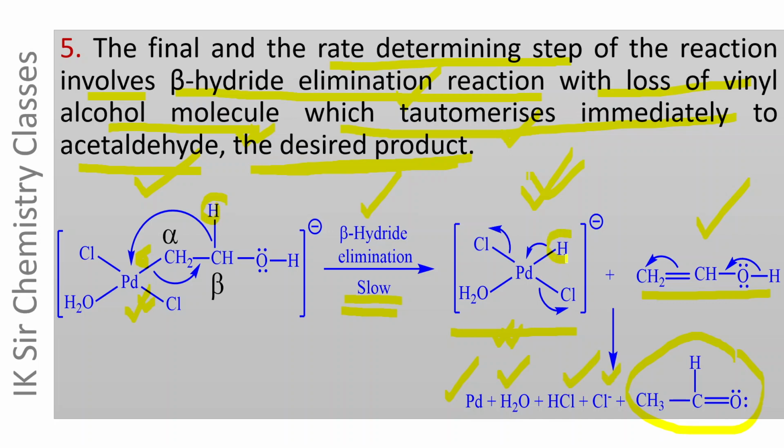It comes out as H plus ion and it comes out as Cl minus ion, both combined together forming HCl. This comes out as Cl minus ion, and palladium atom becomes free because the H2O molecule also comes out from the coordination sphere. This is the final slow and rate determining step which involves beta hydride elimination reaction.